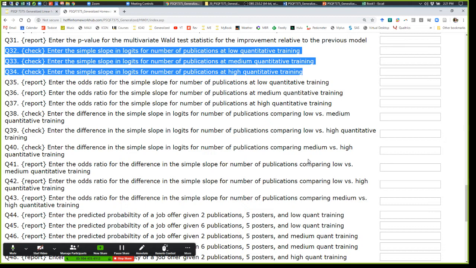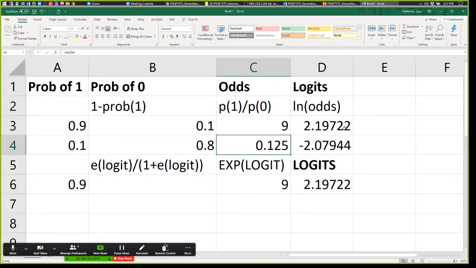Logits range from negative infinity to positive infinity, and they are symmetric, corresponding to the probability of a 1 versus a 0. Odds range from 0 to 1 if it's a negative logit, basically, and it goes from 1 to positive infinity if it's a positive logit.